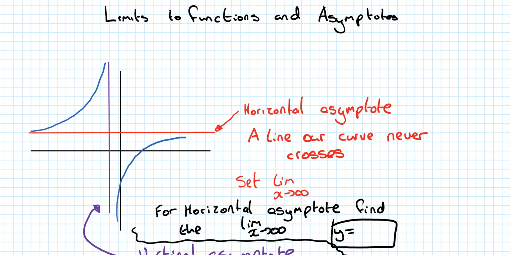So in this video I'm going to be looking at a part of algebra, and particularly a part of functions, and that is the limits to functions and asymptotes. Now what asymptotes are, are lines that our curve cannot cross.